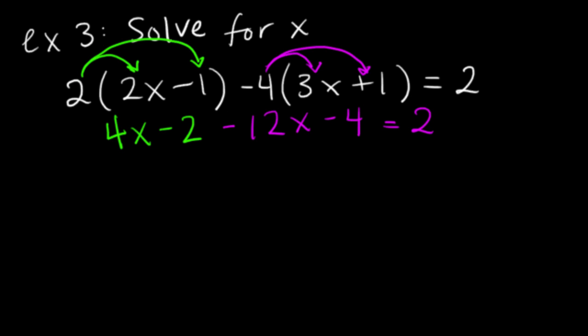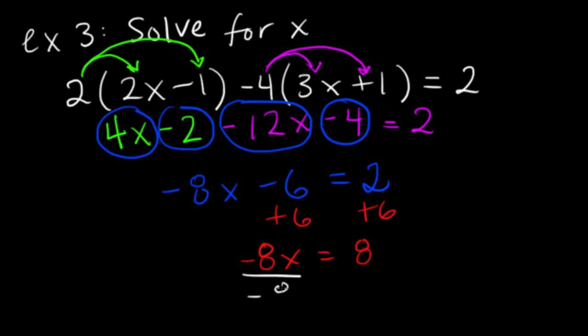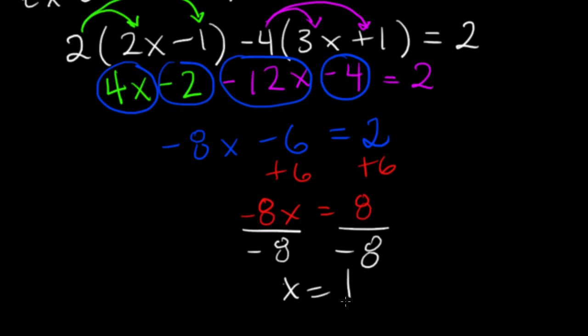All right, and now we're going to combine like terms because we're able to do that. So here we have 4x and negative 12x. That turns into negative 8x. Negative 2 and negative 4 is negative 6 equals 2. Okay, and now we're just going to add 6 to both sides, so negative 8x equals 8, and then divide by negative 8 on both sides, and we get x equals negative 1.